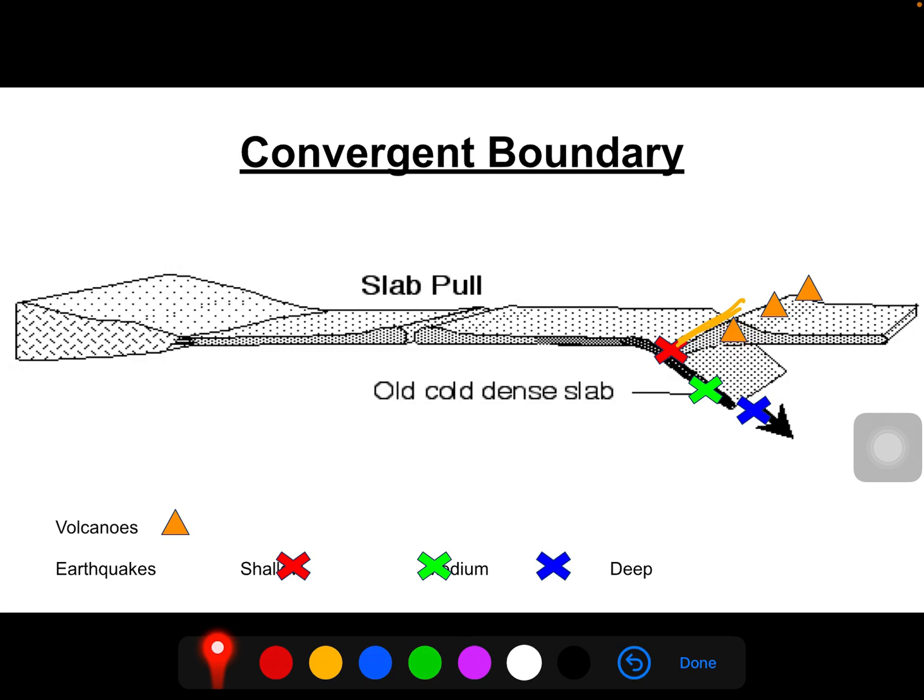And when we look at the location of each of these, we see the volcanoes are happening off the boundary, while the earthquakes are happening on and off the boundary. Some are right where the two plates meet, and others are further away.